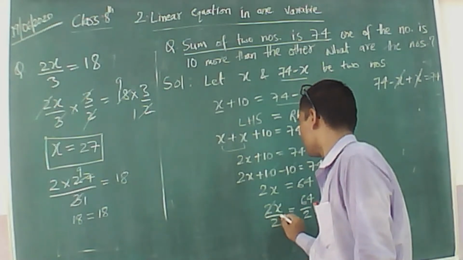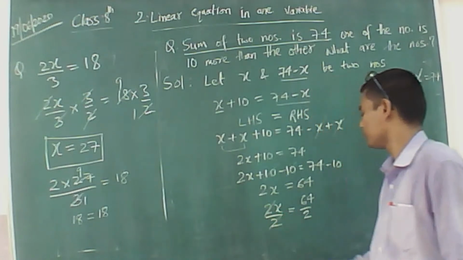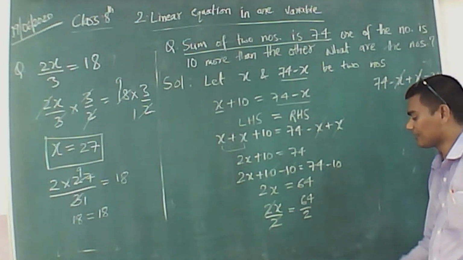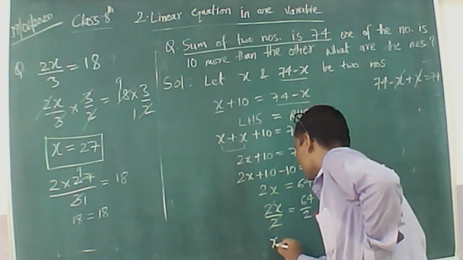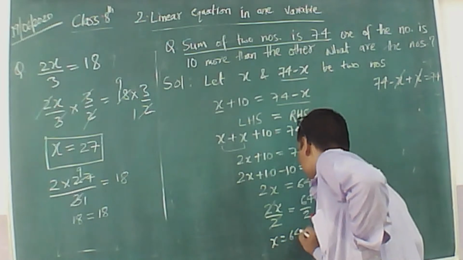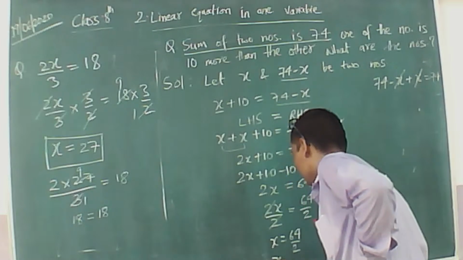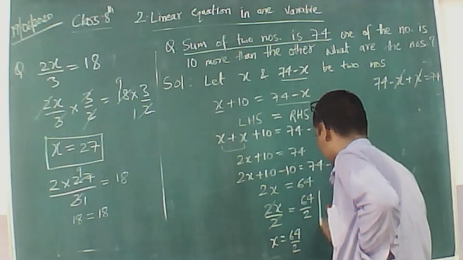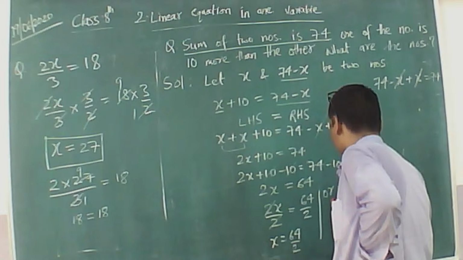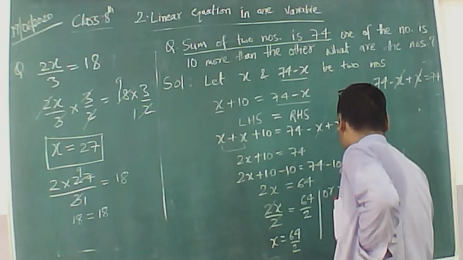This 2 here and 2 here will get cancelled, and we are left with x is equal to 64 by 2, or x is equal to 32.